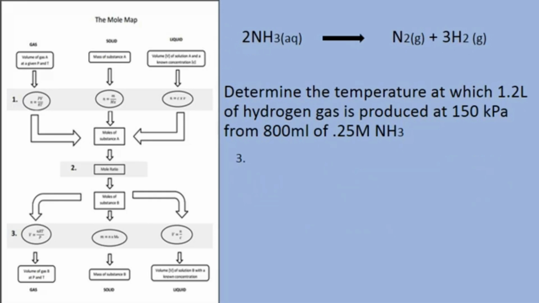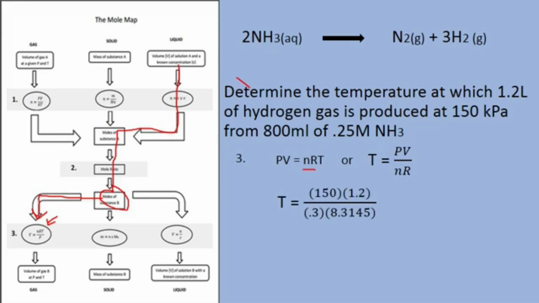On to our final step here. We've gone from here to here to here. We're at the moles of substance B. And remember, this is about a gas, so we're going in this direction. Unfortunately, the mole map gives us the version of the gas formula rearranged for volume. What we're going to do, though, is rearrange it for temperature. All I need to do is divide both sides by nR. When I do that, I get temperature is equal to PV divided by nR.